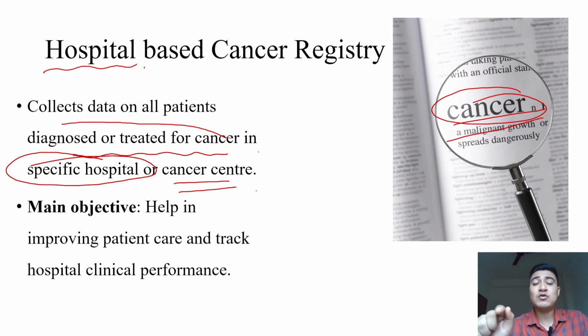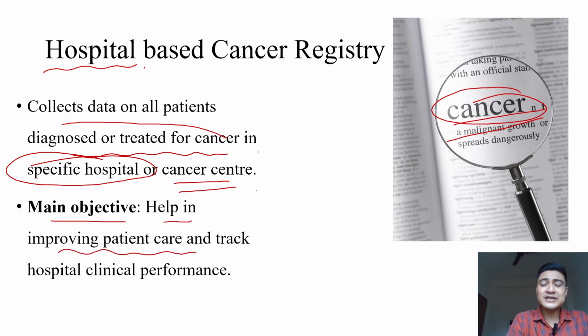So thus they collect data on all patients who are diagnosed or treated for cancer in their specific hospital or cancer center. Thus, I want to highlight that when we say population based, it is from the whole population. We generally tend to give more focus on the postal address and the location of the particular patient. But in case of hospital registry, we tend to give more focus on which hospital the particular cancer patient is getting diagnosed or treated. Thus, it gives a hospital data of how many cancer patients they are treating, they are on treatment, they have completed treatment, or they are diagnosed. So the main objective is it helps in improving the patient care and track the hospital clinical performance regarding cancer.